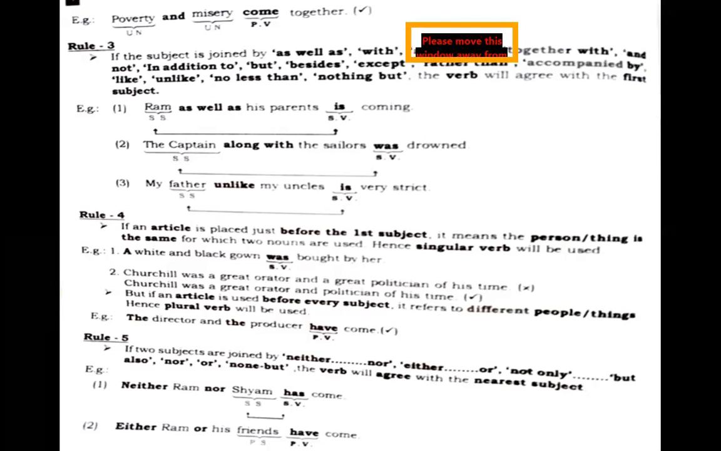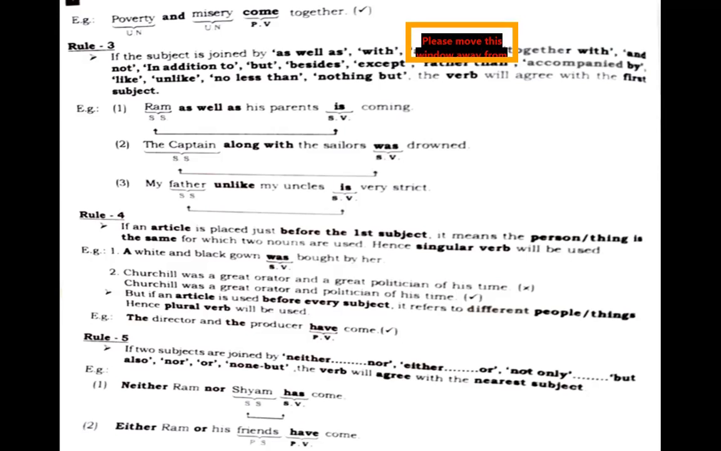A white and black gown. See, white is different, black is different, but our article is used before only the first one. That means we are talking about a gown which is black as well as white. That means this gown has two colors, right? A white and black gown was bought by her. Was is used here because this gown is singular and it has two colors.